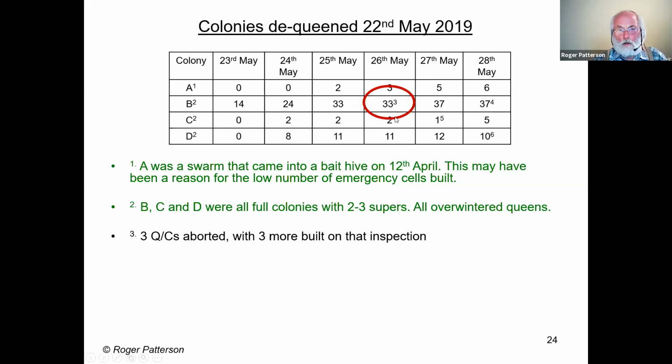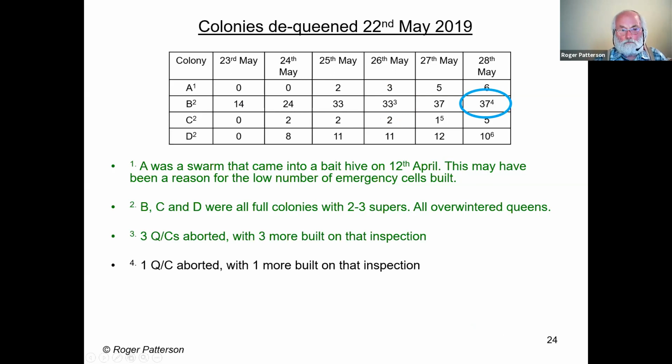Anyway, after 4 days, 3 queen cells had been aborted, and you can tell that because the bees have torn them down. So they were down to 30. They clearly didn't need them all, but they decided to build another 3, 1, 2, 3, 4 days afterwards. And after 5 days, one of those was aborted again, and they built another one to replace it. Seems strange, but these are not the sort of things the ordinary beekeeper notices. It's noticed by people like me who are inquisitive.